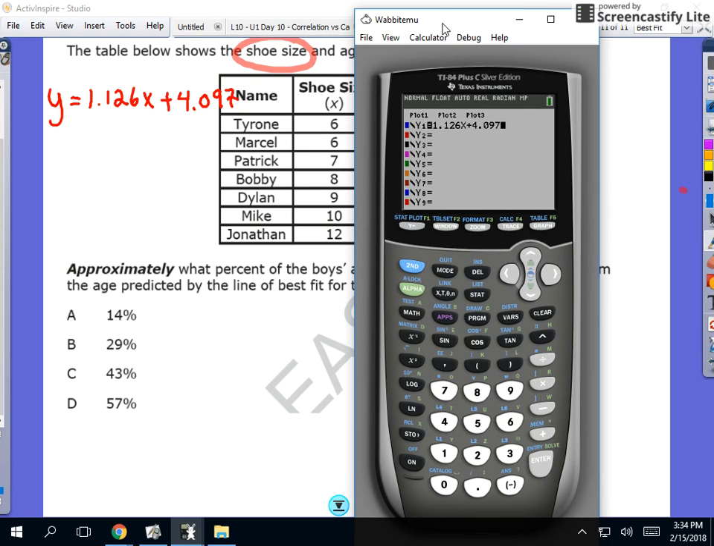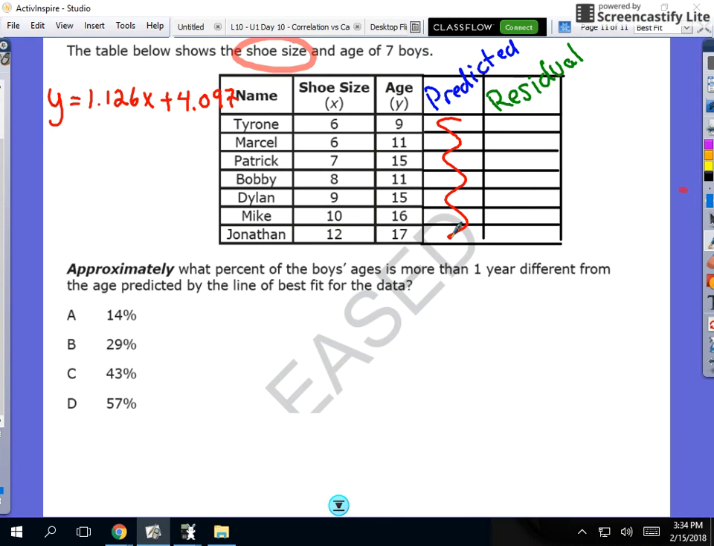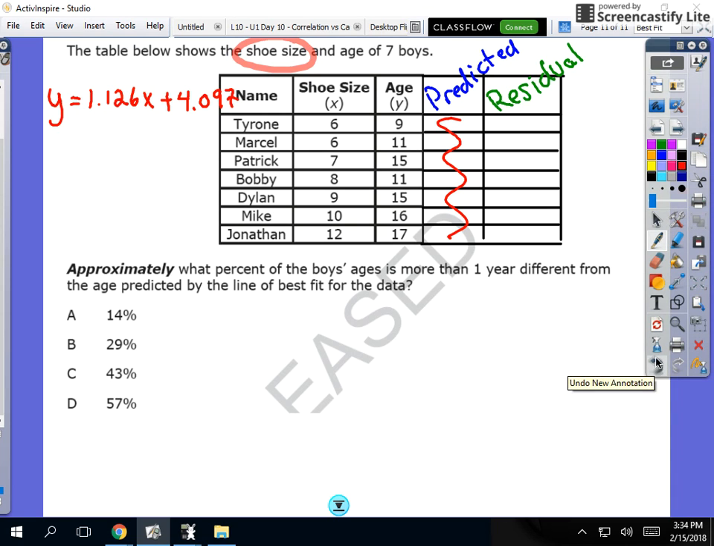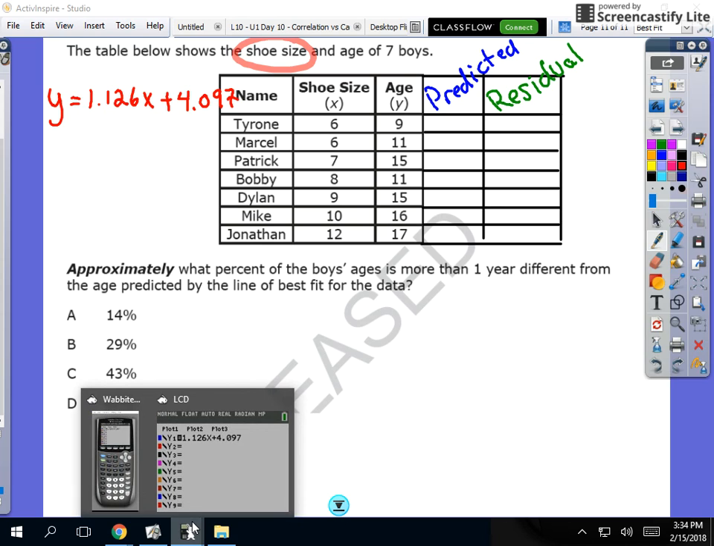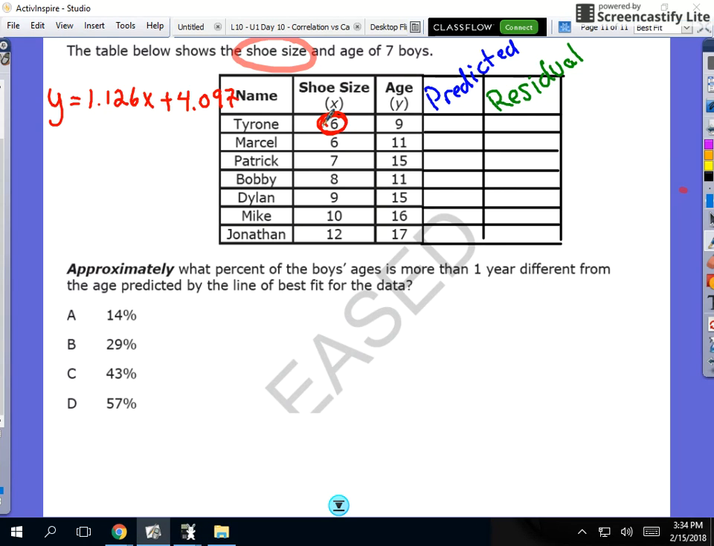Now we're going to need it to start making predictions because we want to fill in this entire middle column here. To fill in that middle column, we're going to use the graphing calculator to make those predictions. So from here, go second graph. That pulls up our table. And the first prediction that we look at is the shoe size of 6.